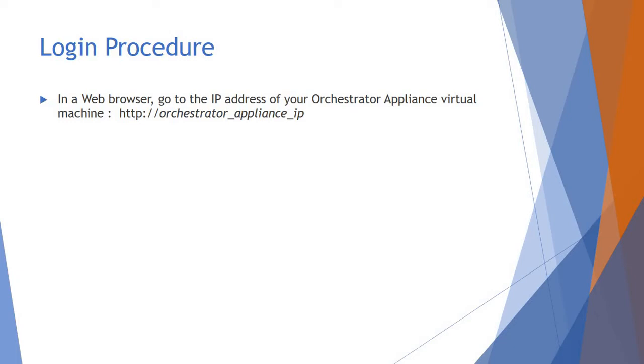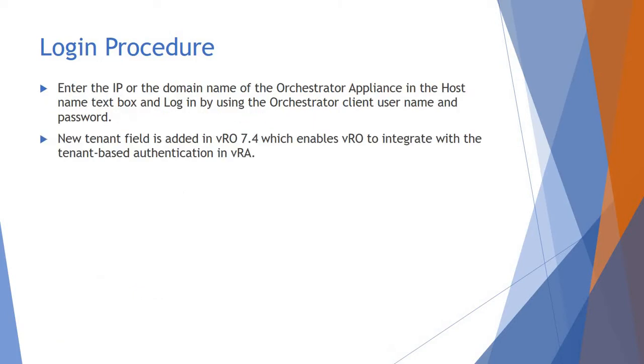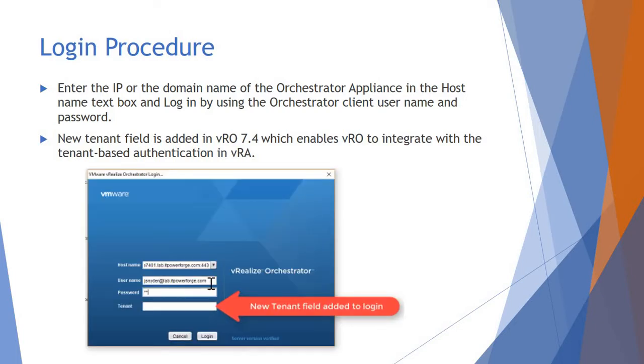In the web browser, go to the IP address of the Orchestrator appliance, type the IP address. Now click Start Orchestrator Client. Enter the IP or the domain name of the Orchestrator appliance in the hostname text box. The IP address of the Orchestrator appliance is displayed by default. Log in by using the Orchestrator client username and password.